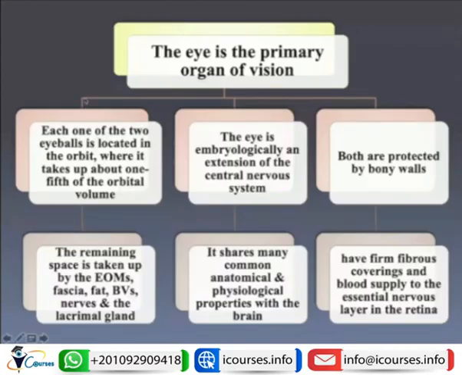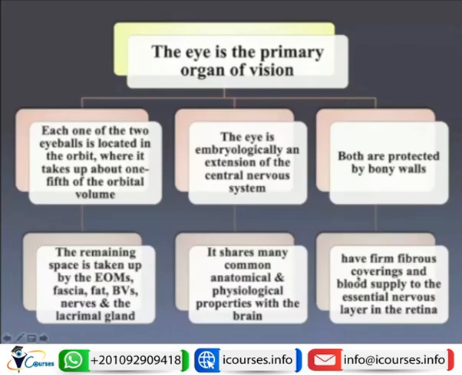Okay, so the eye is the embryological extension of the central nervous system. We will talk about that in the embryology in the last lecture of anatomy, saying that the eye is an extension of the brain, and that's why it shares some common anatomical and physiological characters with the brain, like the optic nerve being covered with meninges, like other cranial nerves. Both eyes are protected by bony walls, because the eye is a vulnerable and precious organ, so they are both covered by the bony walls of the orbit, which will be discussed in a separate lecture.